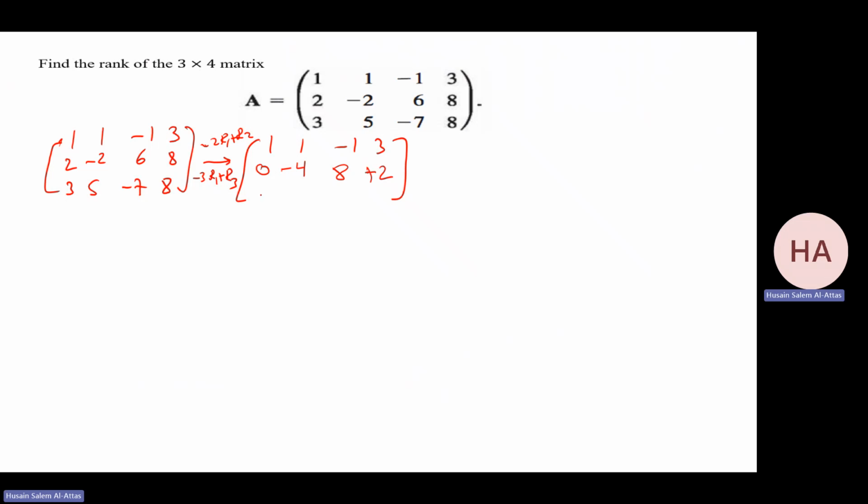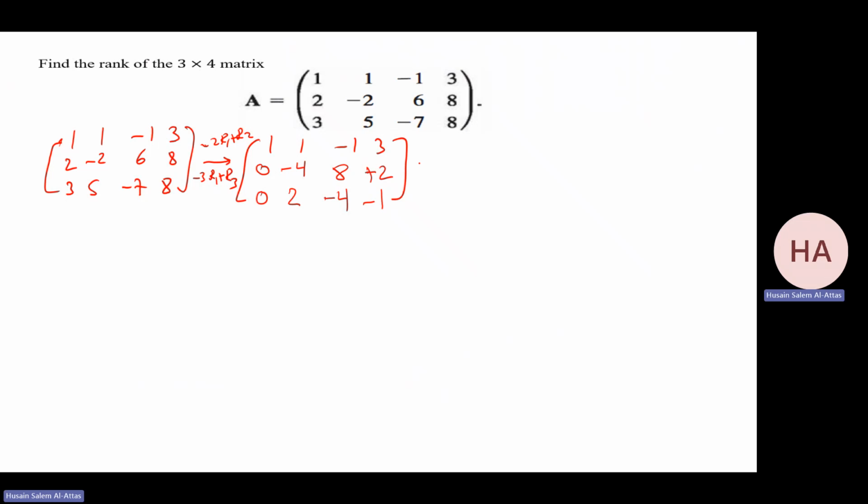Now minus 3 and add, that will be 0. Minus 3 and add, that gives me 2. Minus 3 and add, that gives me minus 4. Minus 3 and add, that gives me what? Minus 9 plus 8, minus 1.